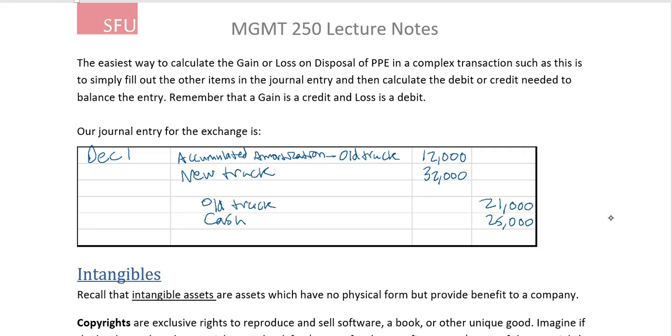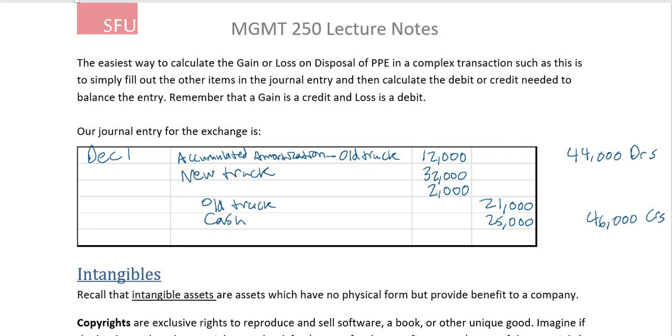So I suspect you can see where this is going. You're typically not going to make a gain on a trade-in. They usually try to get the best out of you. So you have 32 plus 12, that's 44,000 in debits. And you have 21 plus 25, that's 46 in credits. I think I'm going to write it down so you can follow. We have 44,000 DRs and then 46,000 CRs. Of course, that's a difference of 2,000 and it has to be on the debit side to make this journal entry balance. So I'll fill that in.